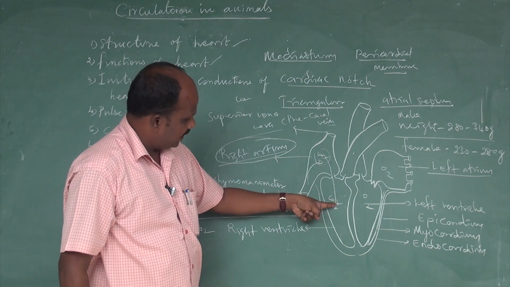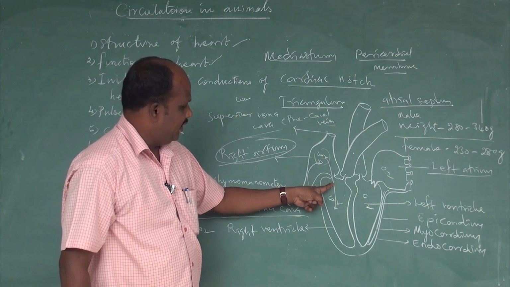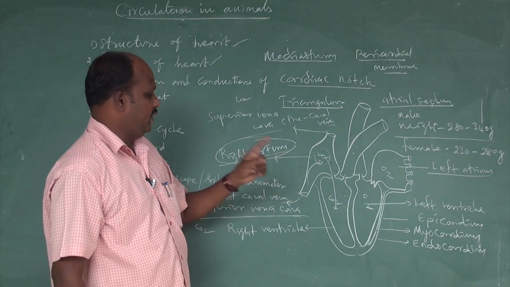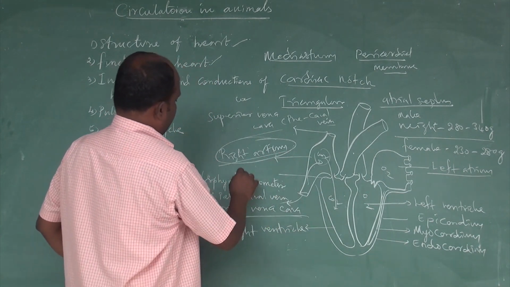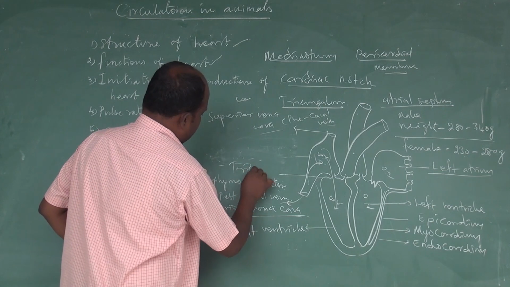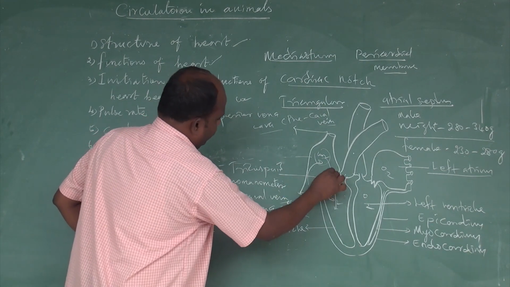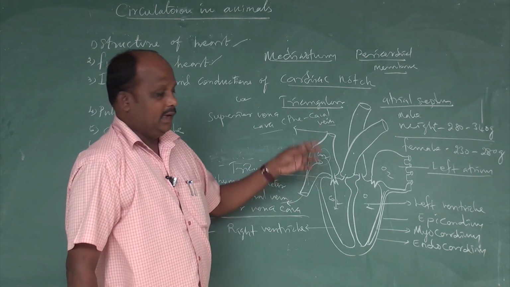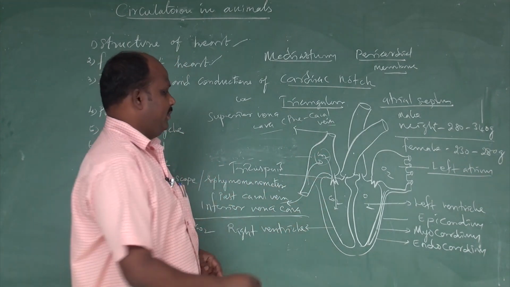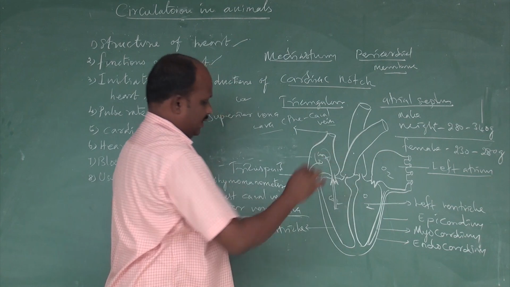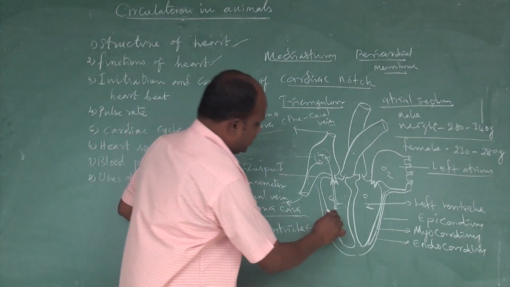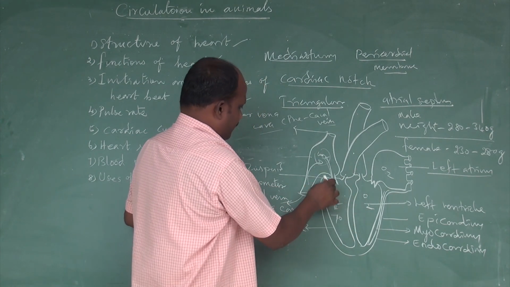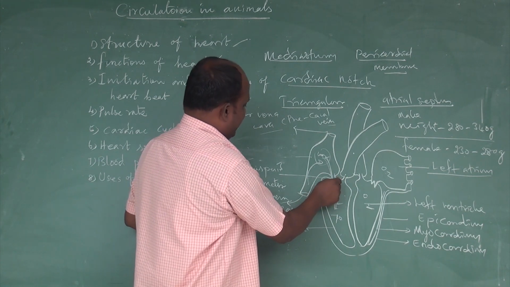Between the right atrium and right ventricle, where blood passes, there is one important structure called the heart valve. The heart valve is called the tricuspid. Tricuspid means the structure has three flaps: 1, 2, 3. When the tricuspid valve opens, blood passes from the right atrium to the right ventricle. About 70% fills the right ventricle, and the remaining blood enters automatically. Then the tricuspid valve closes.